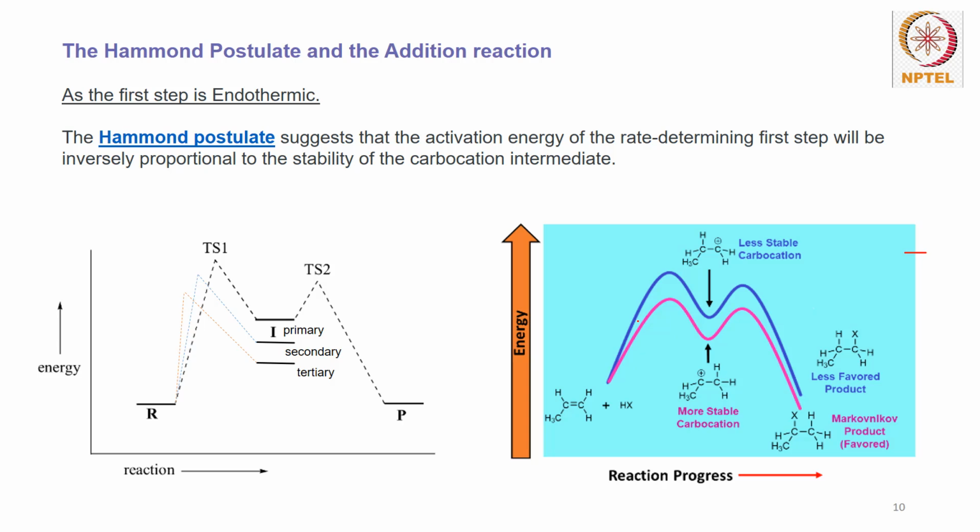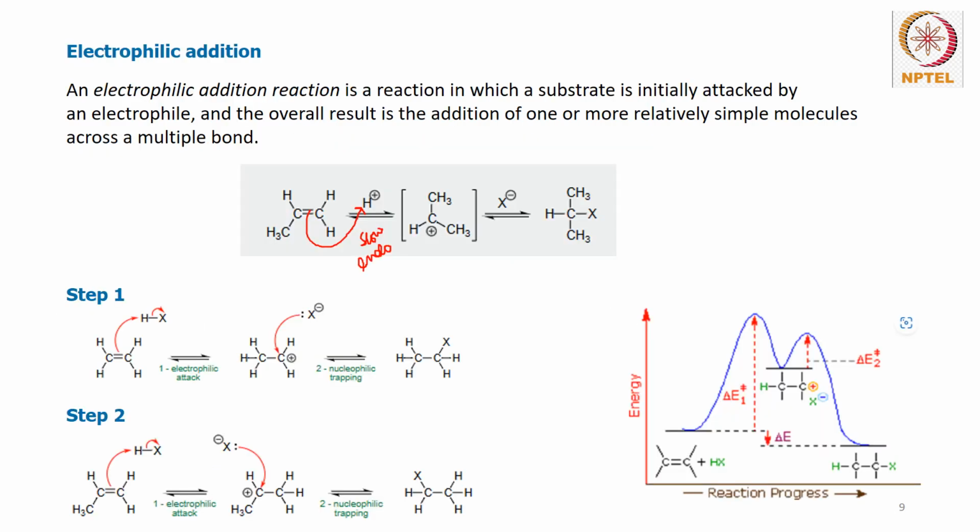Okay. So the Hammond postulate suggests that in case of addition reaction, the Hammond postulate supports our concept of addition. In case of addition reaction, we always prefer... Now if we consider that in this case the proton can be trapped from this carbon or this carbon, if it was trapped by this carbon, what should be the carbocation?